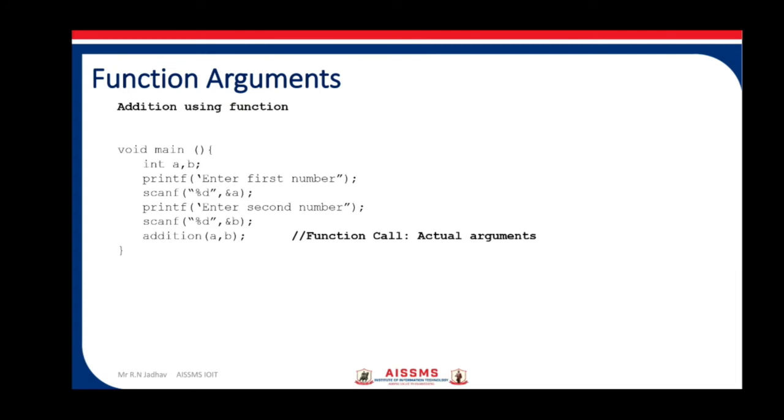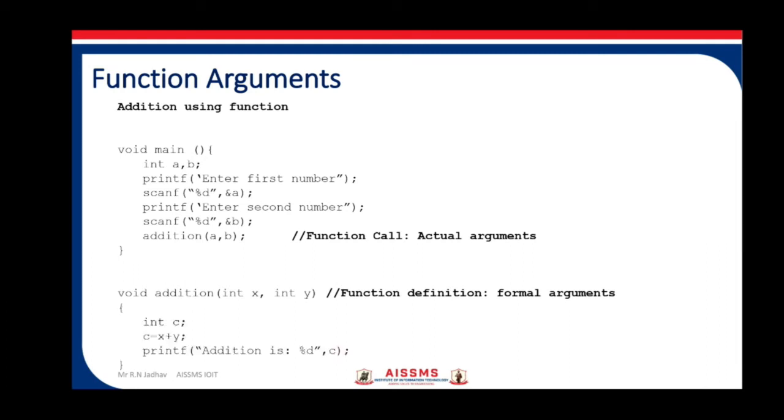Now this is my function for addition. In the function call, you can see I have two arguments, a and b. These are called actual arguments. Now when I define this addition function, I need to create a copy of these parameters. You can see the arguments x and y, which are in the function definition, are my formal arguments. Whenever a function call is made, the values of actual arguments are copied into the formal arguments. So here the value of a will be copied into variable x and the value of b will be copied into variable y.